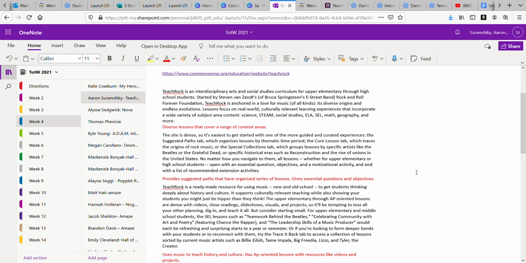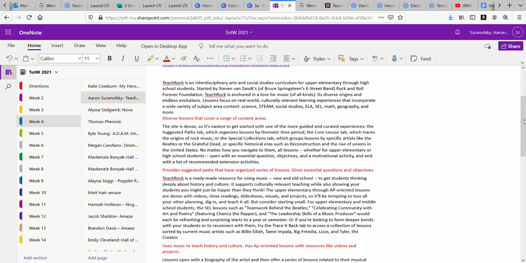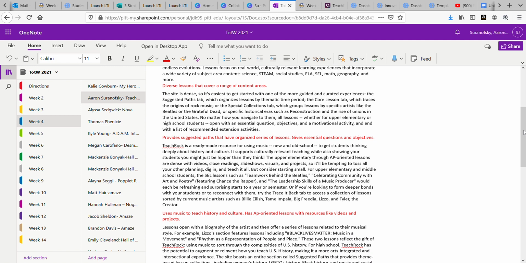It has a broad range of content areas. It does cover like math and geography, social studies, and like the majority of normal classes. It provides a range of suggested paths that have organized series of lessons, and it gives essential questions and objectives. So it's really organized. It has like all the stuff that you would need if you're like, okay, well, I want to teach a math lesson.